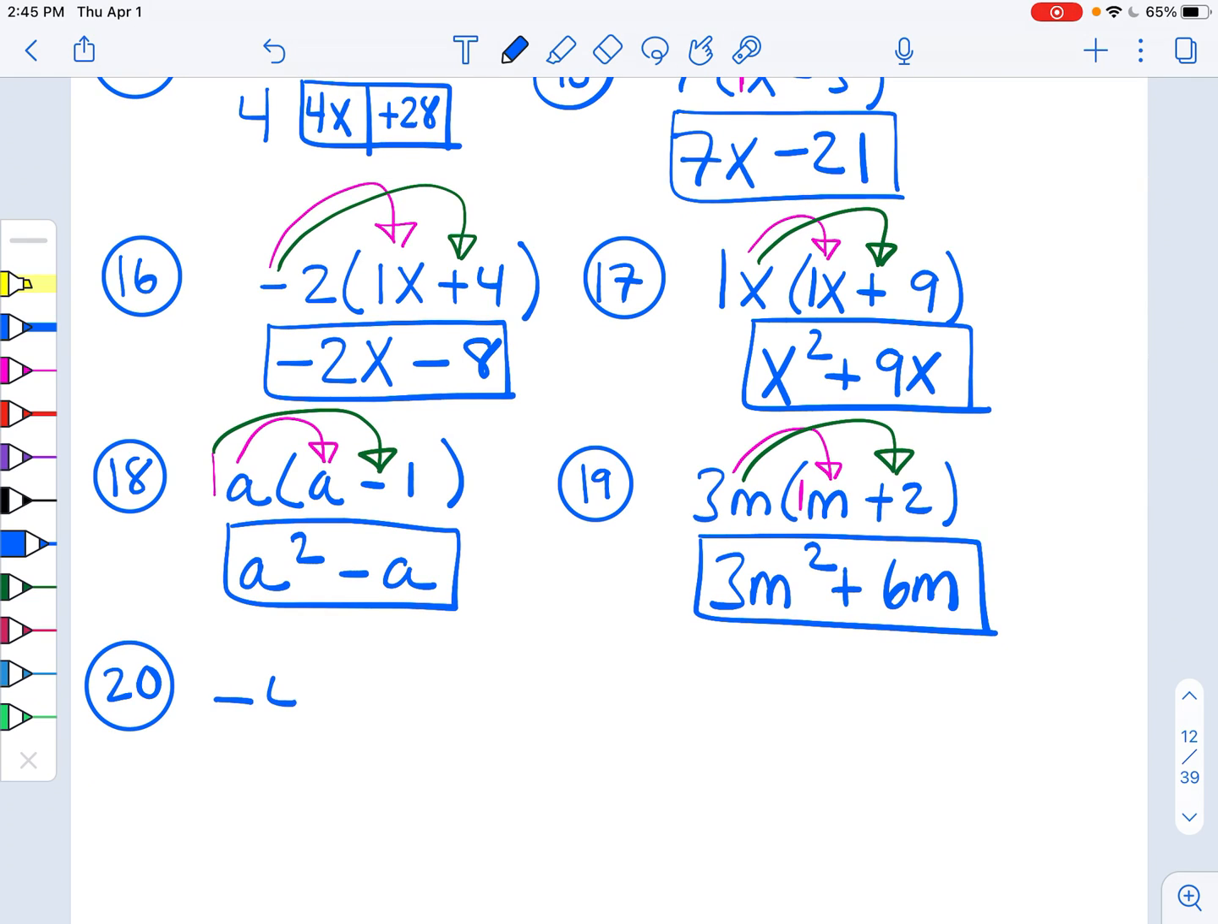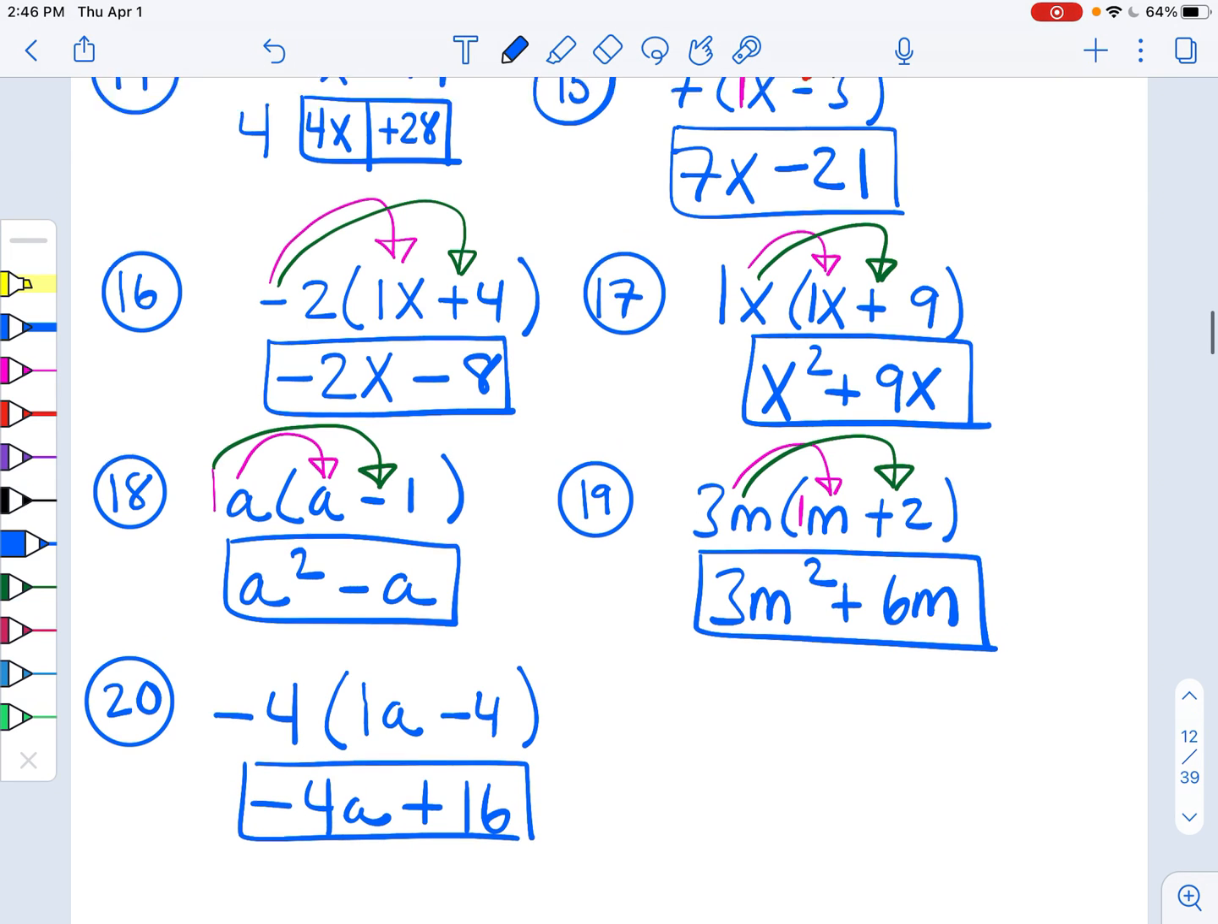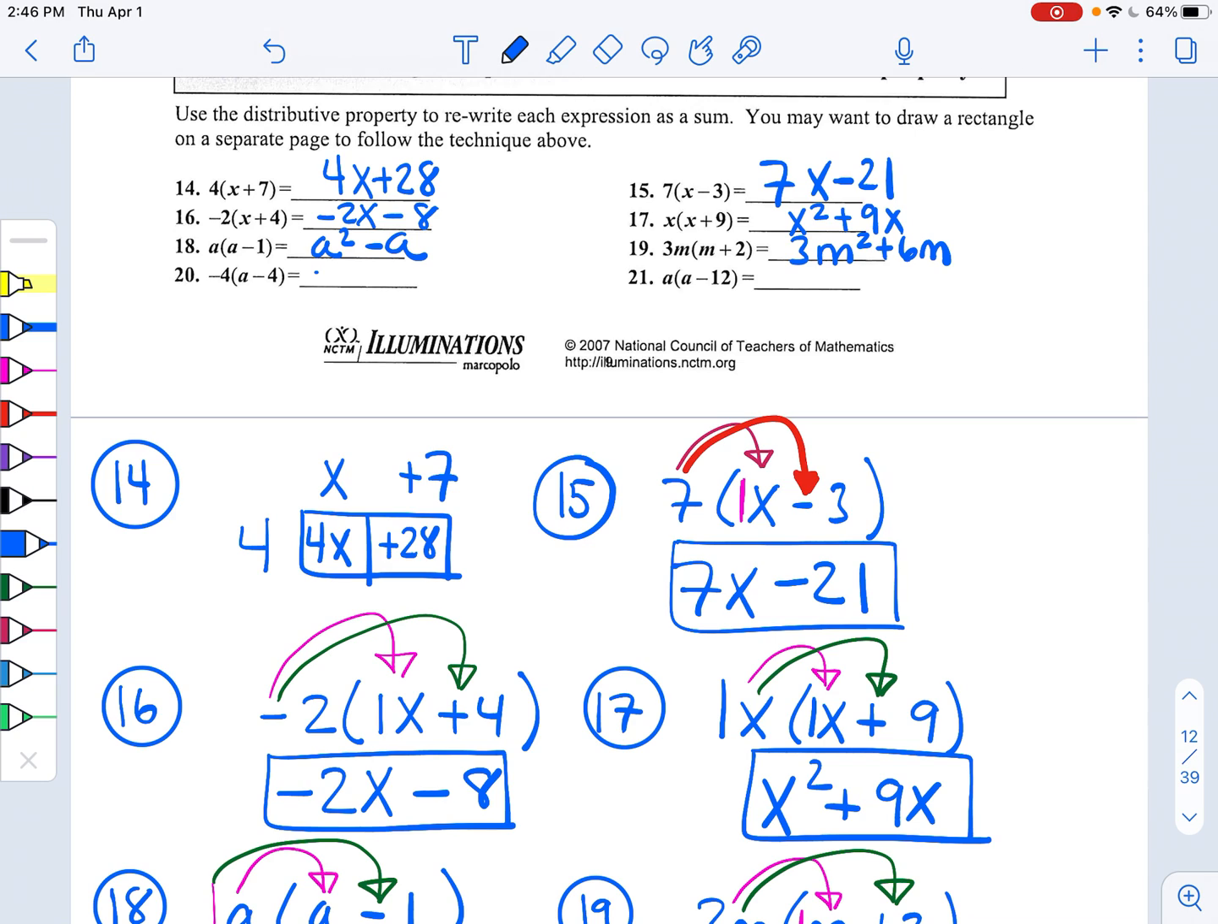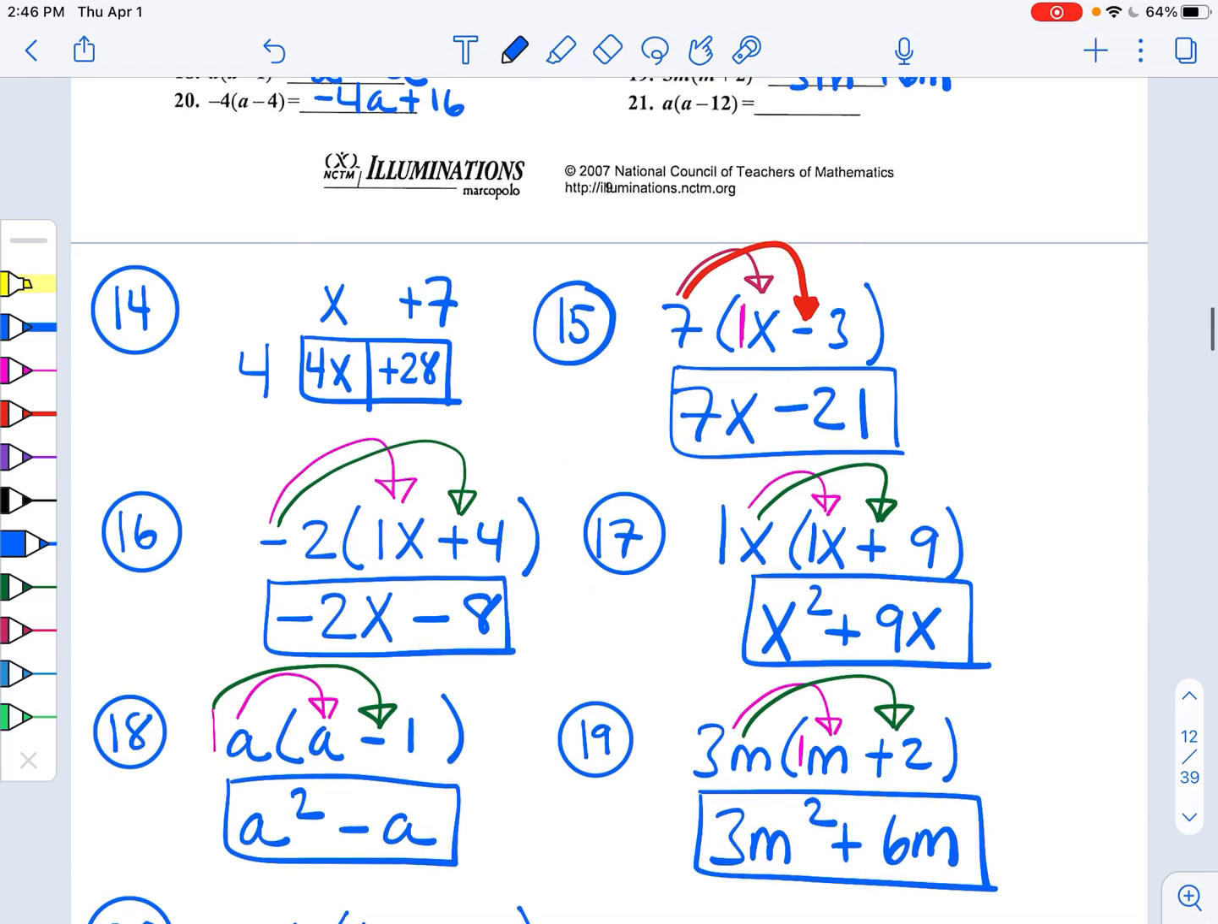All right, number 20. So we have negative 4 times, I'm going to say 1a minus 4. So I have a negative 4 times a positive 1a. That would give me a negative 4a. And I have a negative 4. Remember, I'm distributing negative 4. I have a negative 4 times a negative 4. That ends up being positive 16. So you have negative 4a plus 16.